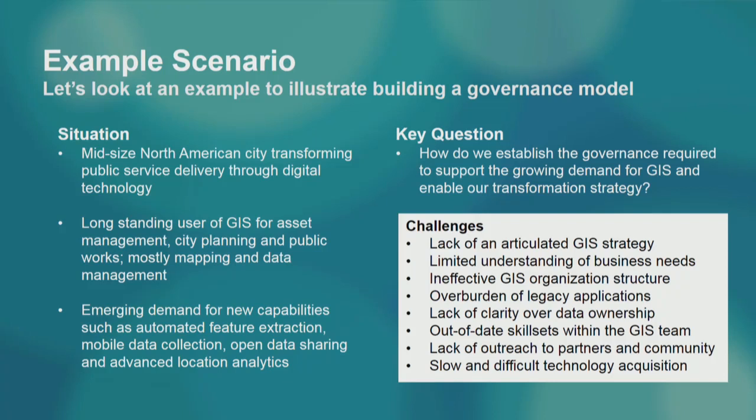That's their history, mostly production mapping and data management, primarily their asset management program, public works, and traffic and transportation. And as technology has changed, as they've gone through this digital transformation, they're starting to see a lot of need for new tools, whether it's feature extraction for the property survey department, mobile data collection in the public works area, open data mandate to provide data back to the community, or advanced location analytics. This could be from any group really, but we see it a lot in public health, and we see it in police services.